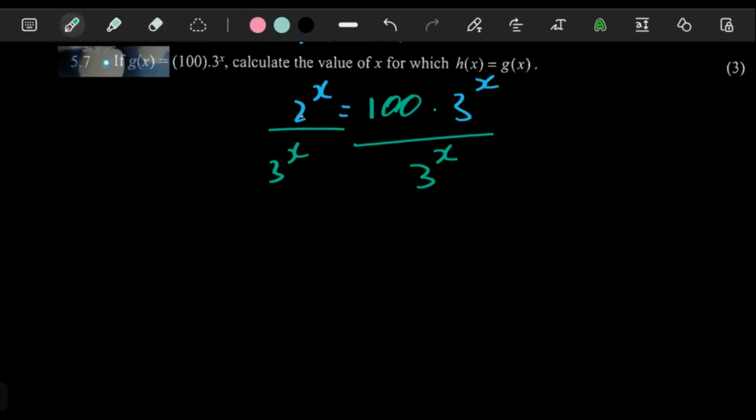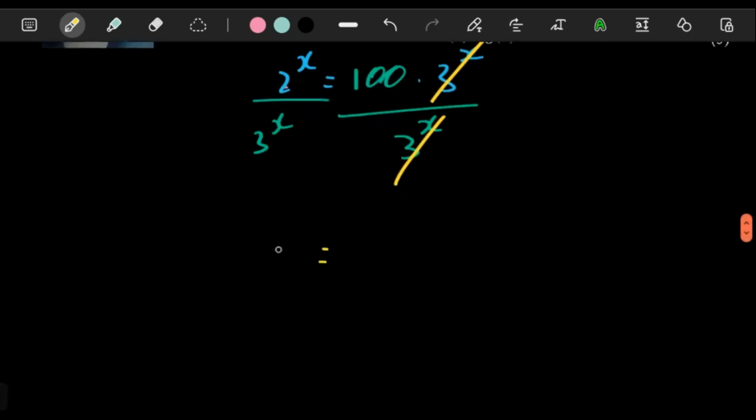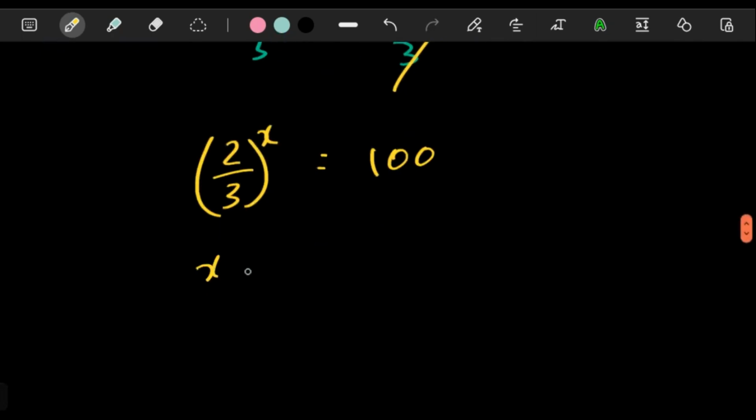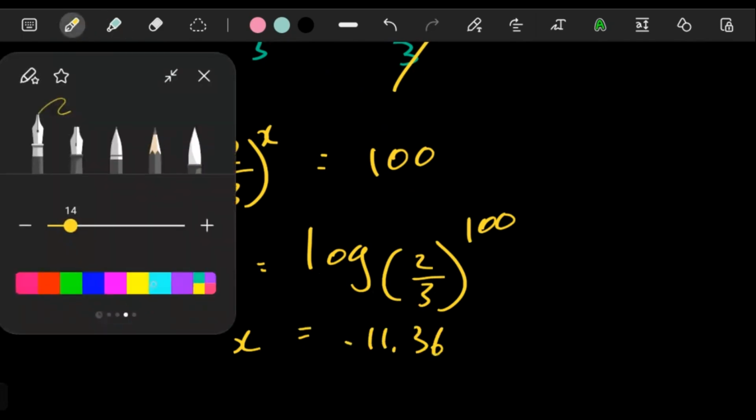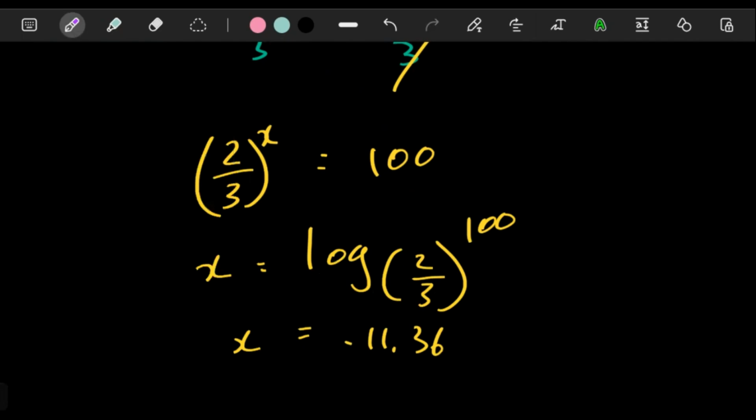I was also thinking of x being a whole number, but x can actually be a decimal here if you just use logs. Since we're working out an exponent, the exponent can be isolated using a log. The base is 2/3 and the value here is 100. Let's put this in the calculator. We're getting negative 11.36. So with mental math, that was not going to work, but since we can use our calculator, we might as well do it. And we did.